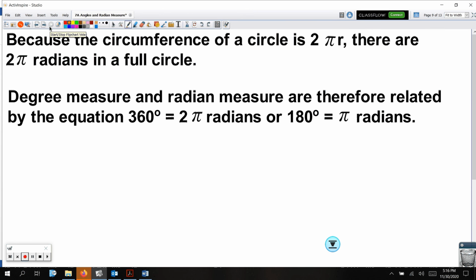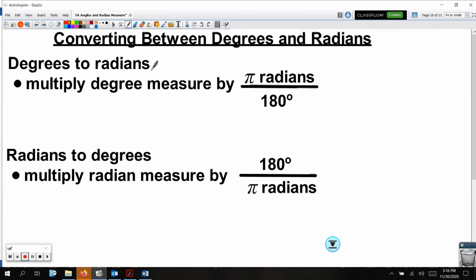If you need to pause this to copy that down, that's okay. Here is how we're going to convert between degrees and radians. To go from degrees to radians, we're going to multiply the degree by pi radians over 180. Then to convert radians to degrees, we're going to multiply the radian measure by 180 over pi radians. This might look a little confusing, but when we do some examples, it will be a little easier, I believe.